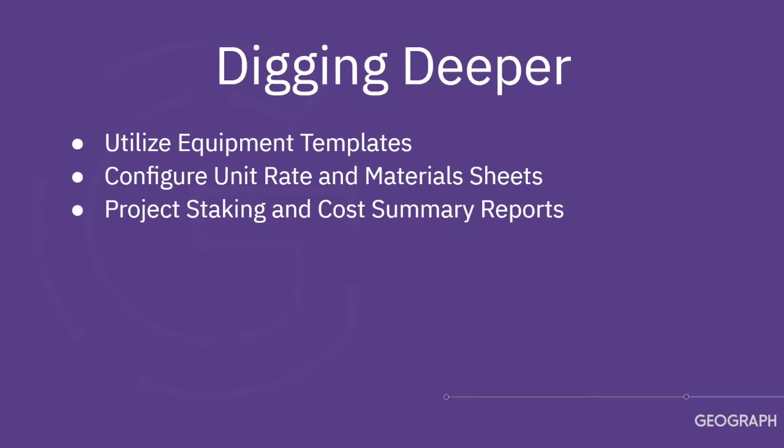We're going to configure unit rate sheets and cross-reference those with inventories that we have, kind of our warehouse, right? And lastly, we're going to create staking sheets, project cost, and unit summary reports to give us a more complete picture, right? To give us the data that we need to make those decisions we talked about, and give us a more accurate picture to help us move forward. All right, so let's check some of this out.